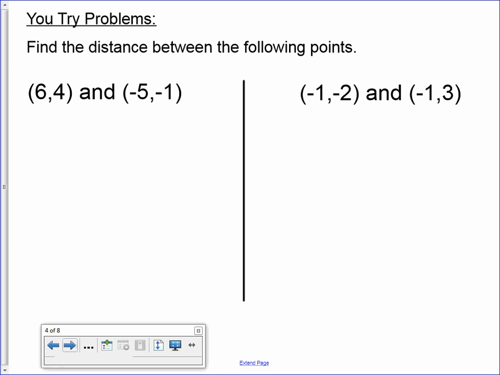Now at this point, I would like you to pause the video, and I would like you to work on these you-try problems. If you happen to get a decimal as your answer, please round to the nearest tenth, which is 1 decimal place. Please pause, and when you are done, hit play and continue.